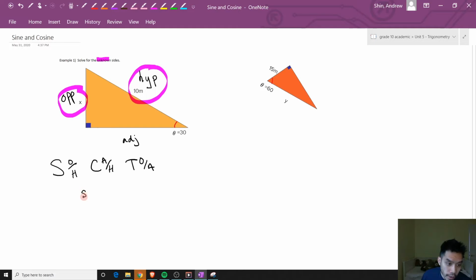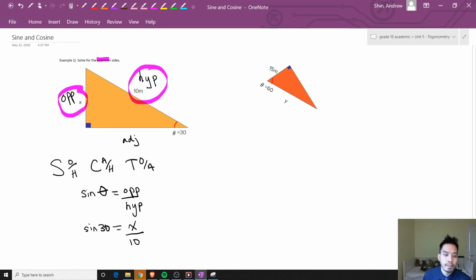So I'm going to write out the formula now, which is sine of theta, the given angle, is opposite over hypotenuse. And my opposite in this case is going to be, replace the opposite with x. Hypotenuse is 10. And sine of our focus angle, which is 30. Now, what's really interesting is that many of you guys, hopefully, can do this question even without doing it in this process.